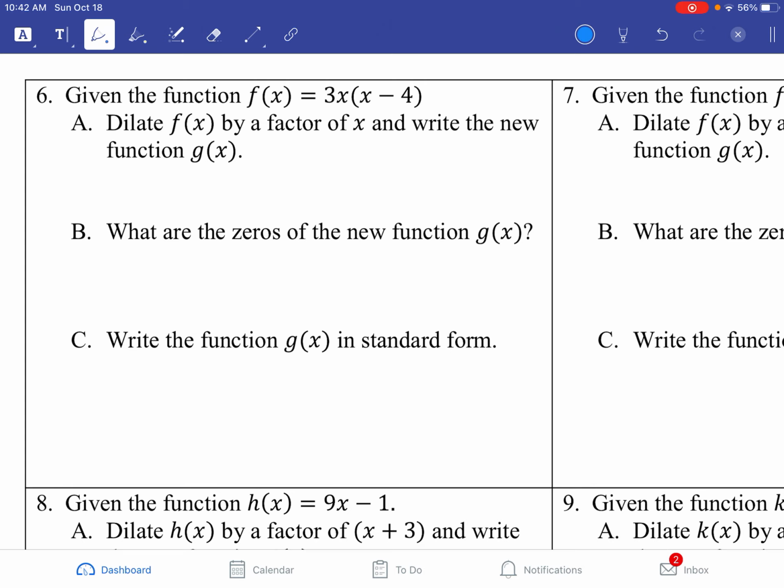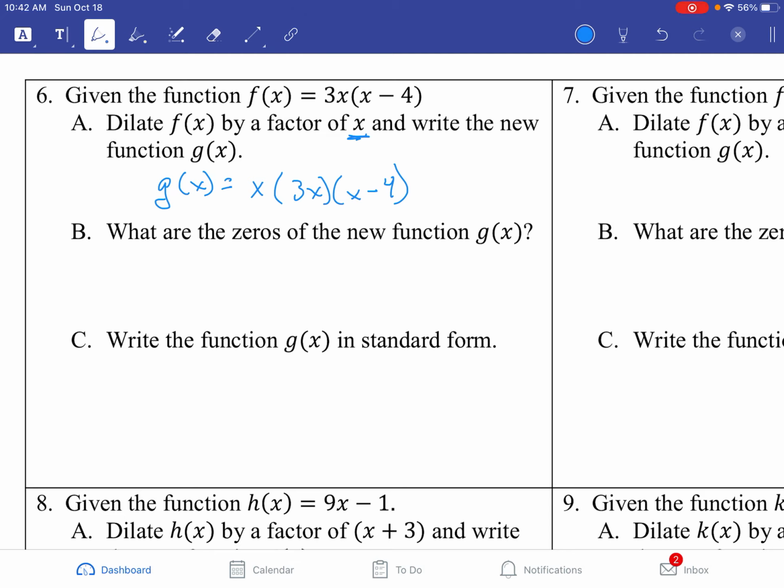All right, so let's get into it. We're going to dilate the function f of x by a factor of x and write the new function g of x. We're going to multiply by a factor of x. Now we're going to put everything else that used to be in there in parentheses, just to make sure we can keep everything separated. So we have 3x and x minus 4. That is all you have to do to write the new function. You're putting the dilation in front and putting everything else behind it.